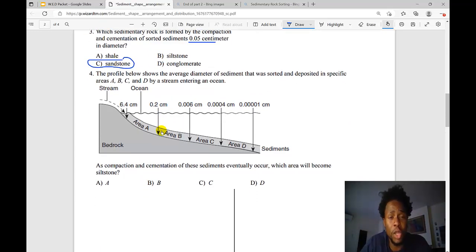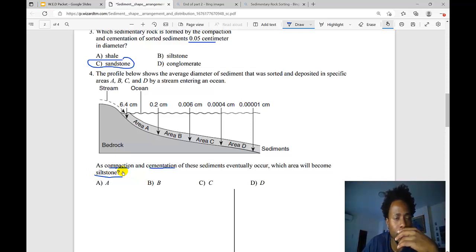Question number 4 says the profile below shows the average diameter of sediment that was sorted and deposited in specific areas A, B, C, and D by a stream entering an ocean. So I see the ocean right there, and the stream coming in, and these different sediments being deposited in those areas. The question is, as compaction and cementation of these sediments eventually occur, which area will become siltstone?